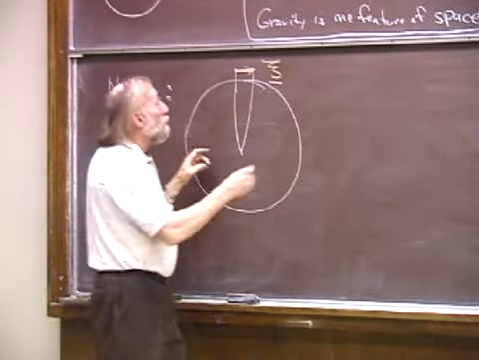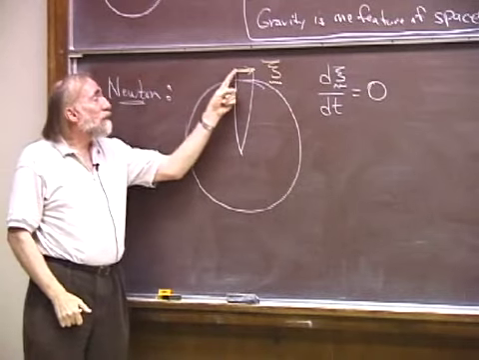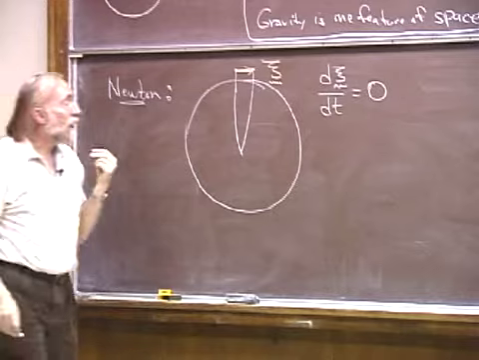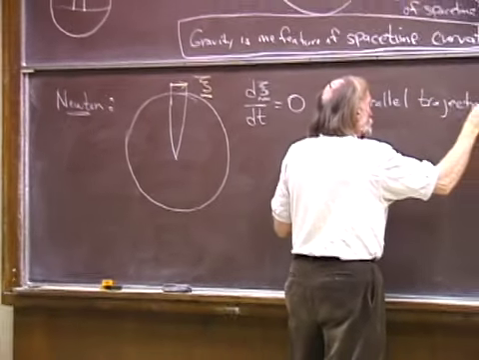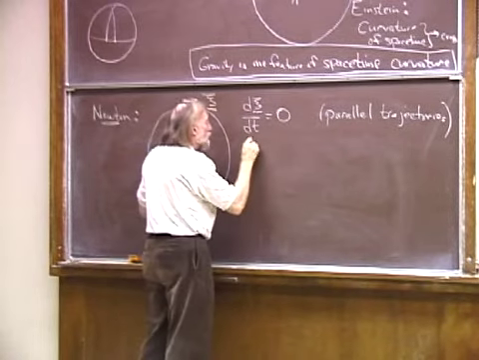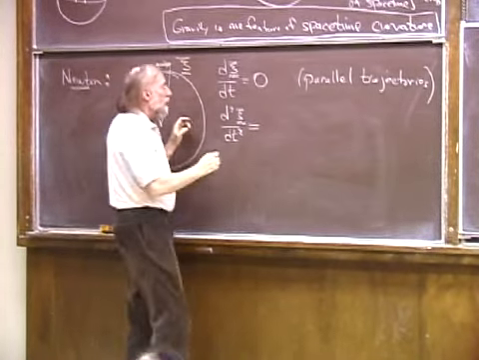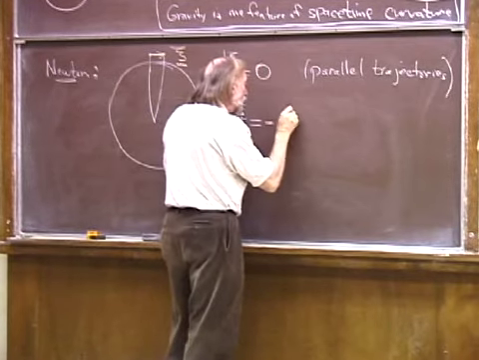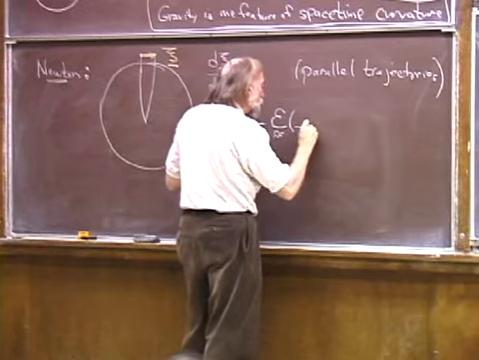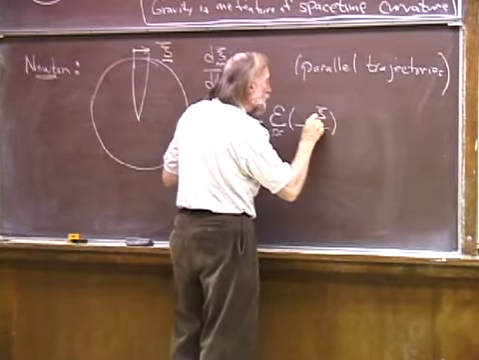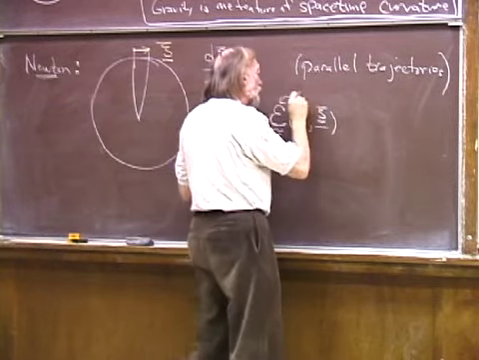Then the first time rate of change of this separation vector is 0 because the trajectories are initially parallel to each other. That's a statement of parallel trajectories. The second time derivative of the separation vector is not going to be equal to 0. It's going to be equal to minus a tidal tensor. I'm going to talk about tensors in just a moment. This is a second-rank tensor. It is something that has two slots in it. And if I put a vector in the second slot, I wind up with a vector. And this is the tidal gravity tensor.